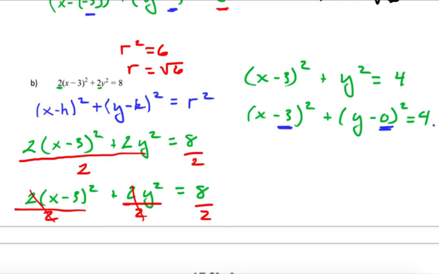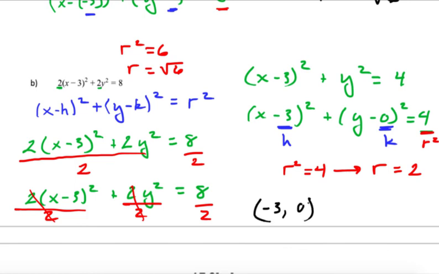So I'll label that h, and I'll label that k. And then this piece has to equal the radius squared. So this has to equal r squared. If r squared is 4, then r must be 2. So our center is negative 3, 0, and the radius is 2. And that's it.